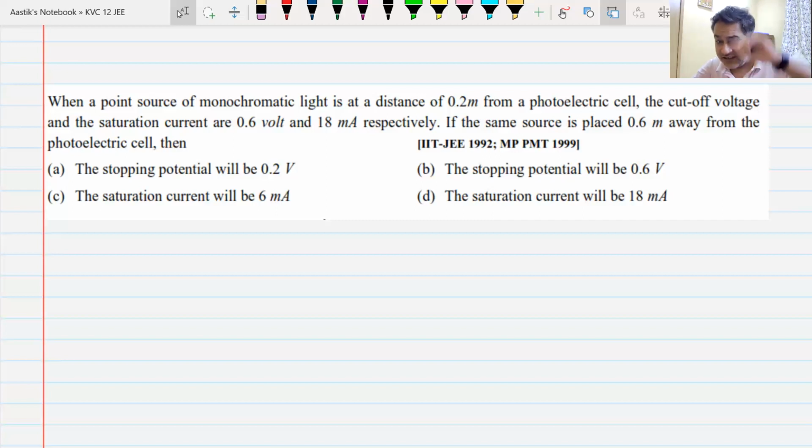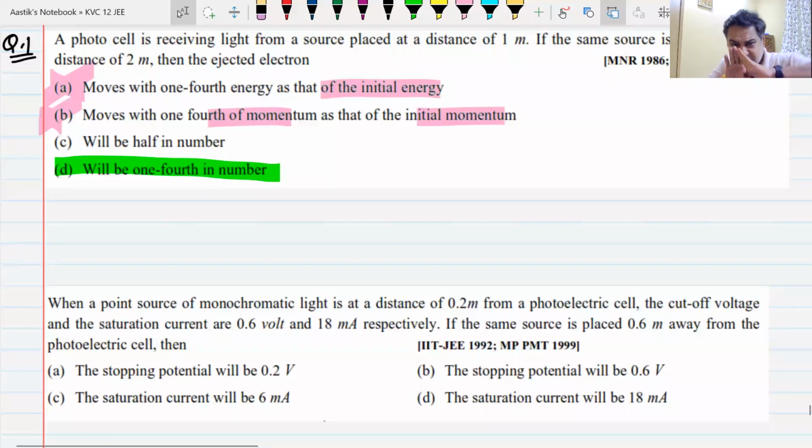This question is the exact replica of the previous question. Exact, same. It's just like a mirror image. They're exactly same. Nothing has changed. The only thing that has changed is the distance has become, in the first question, twice. Here it has become thrice. Doesn't matter.